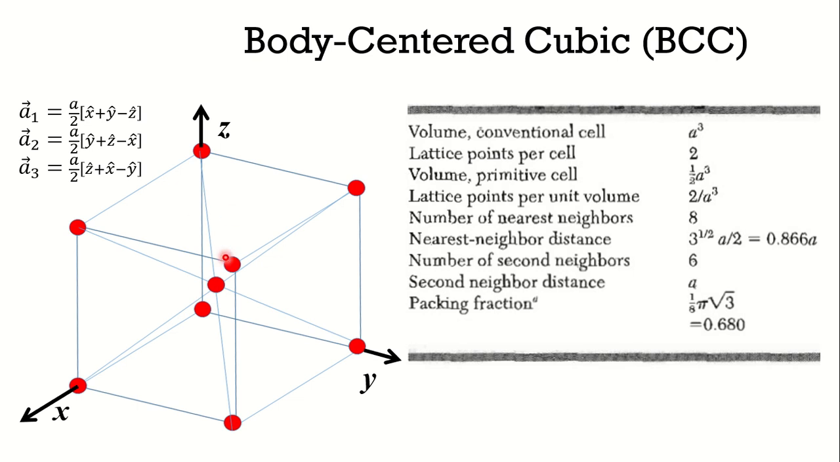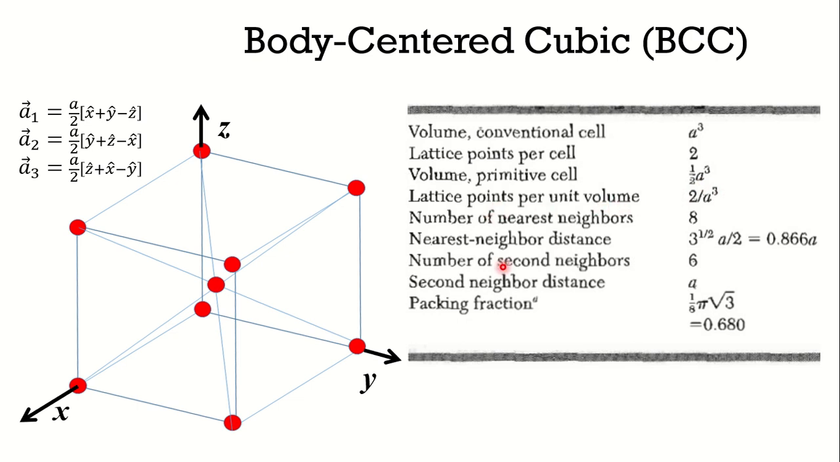So what is the volume of the conventional cell? Obviously this is a cube. Lattice points per cell is 2. So what should be the volume of the primitive unit cell? It should be a cube by 2, because a cube contains 2 lattice points, so I should divide a cube by 2. So it is a cube by 2. Lattice points per unit volume is 2 by a cube.